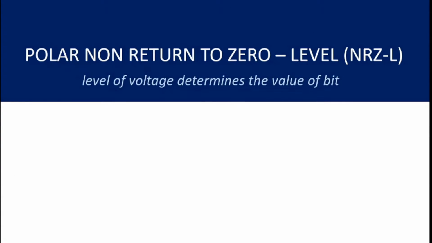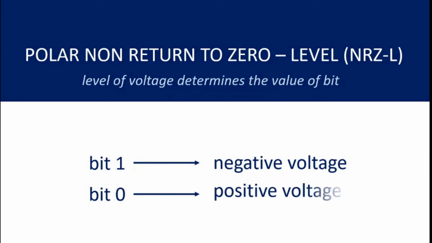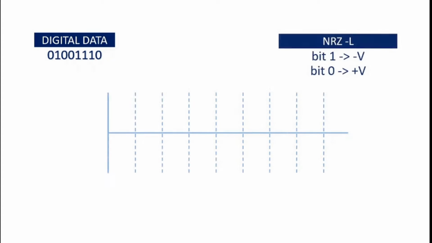In non-return to zero level, also abbreviated as NRZ-L, level of voltage determines the value of bit. For bit 1, we take negative voltage, and for bit 0, we take positive voltage. Let us look at an example. Consider the data 0, 1, 0, 0, 1, 1, 1, 0.